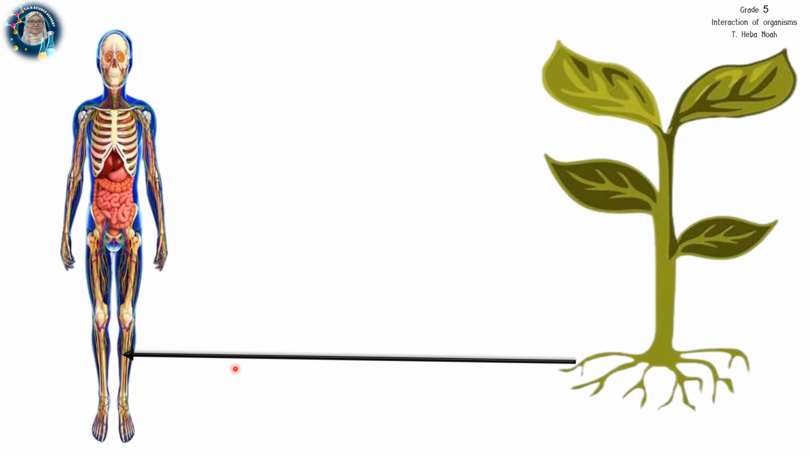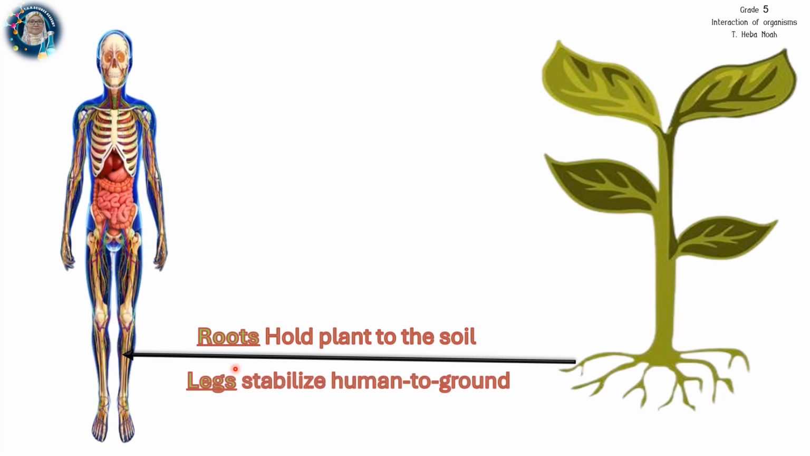The root has first function is to hold the plant to the soil, anchor plant to the soil, or stabilize plant in the soil. تمام؟ طيب is this similar to our legs؟ أيوة. Human legs stabilize human to the ground، بيخلينا نقدر to walk, jump and run. تمام. Without legs can we stand up? Can we move? Can we stand? Can we run? Can we jump? لا. طب this is the similarities. Hold to the soil, stabilize human to ground.